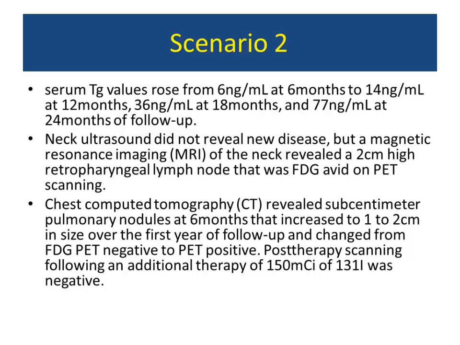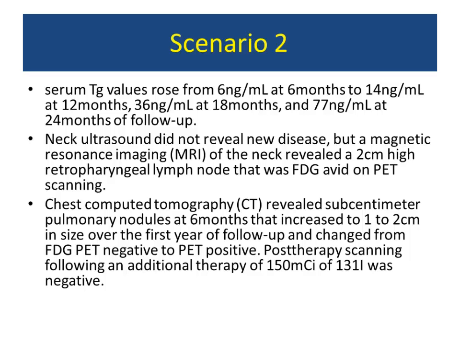The patient could have had serum thyroglobulin rise from 6 nanogram at 6 months to 14 nanogram at 12 months, 36 nanogram at 18 months, and 77 nanogram at 24 months of follow-up. Neck ultrasound did not reveal new disease, but an MRI of the neck revealed a 2 centimeter high retropharyngeal lymph node that was FDG avid on PET scanning. Would that be a poor prognosis, having FDG avidity on PET scanning? Probably poor.